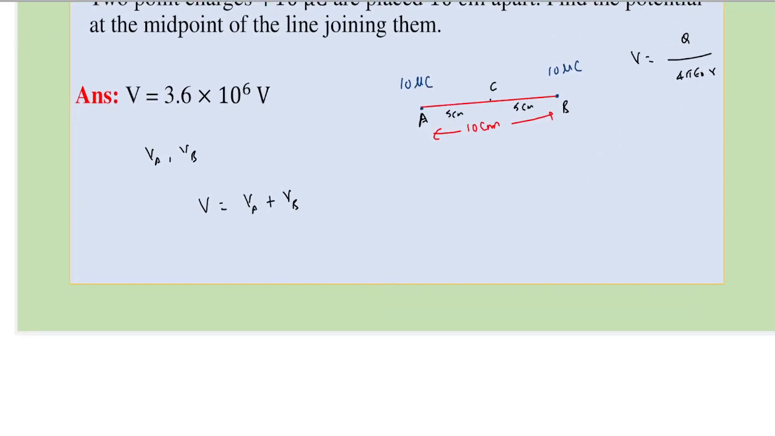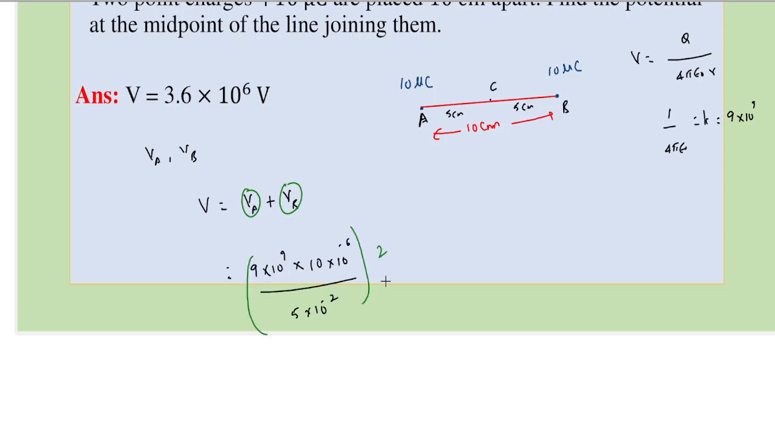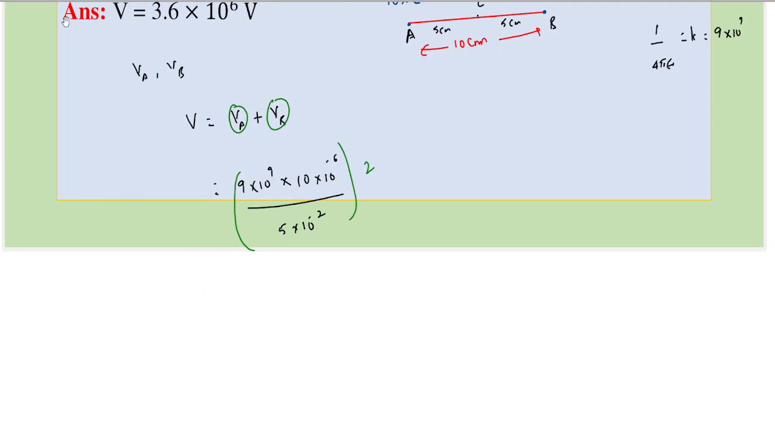So in this case, the value of 1 by 4 pi epsilon naught, which is called k, is equal to 9 into 10 power 9. That is equal to 9 into 10 power 9 into the charge, 10 into 10 power minus 6, by 5 into 10 power minus 2. And observe that the potential because of B is the same as that of A. So you can write this as twice, because the potentials of A and B are the same.